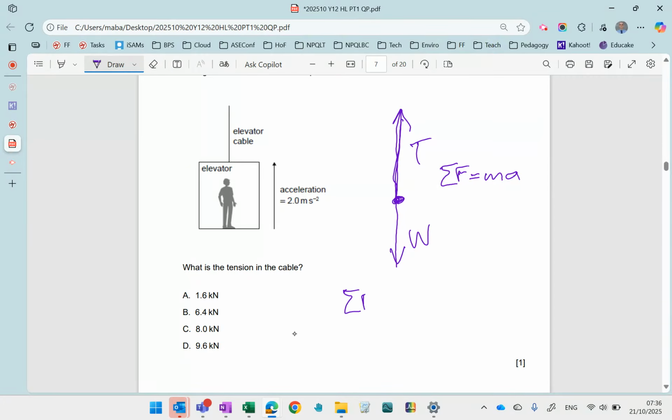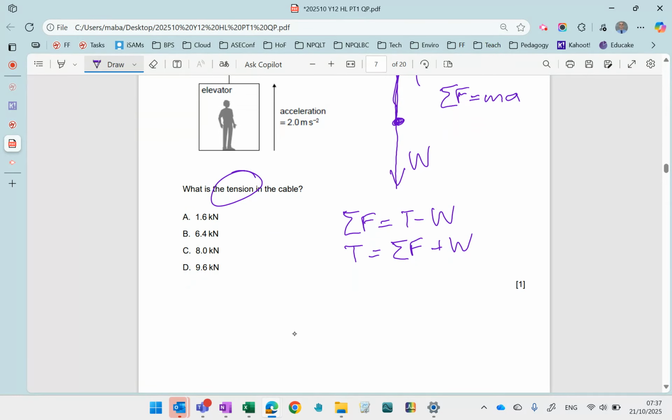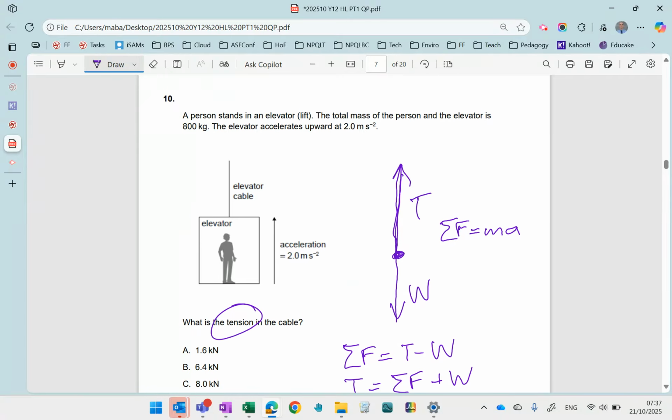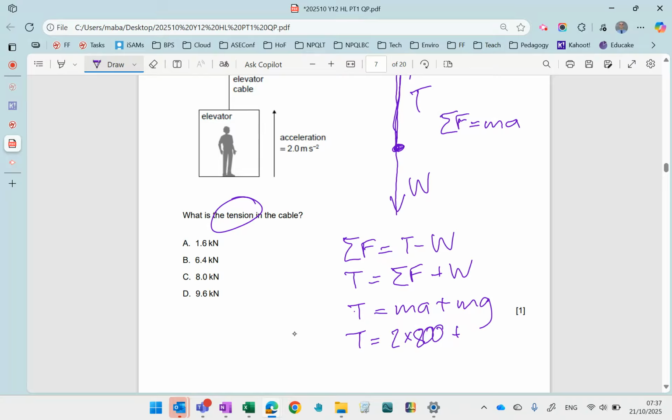So from this, I can say that sigma F is just T minus W. And then because I'm being asked to find the tension, I can rearrange so that T is sigma F plus W. This is MA, and this is MG. So I'm going to substitute some numbers in. This is 800 times by 2, and this is going to be 800 times by 10.